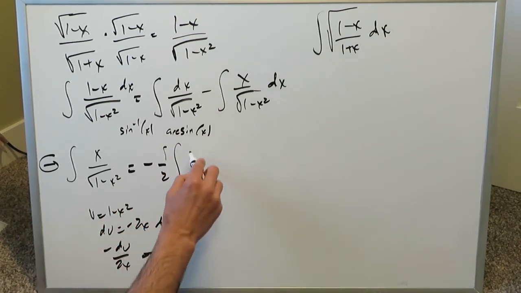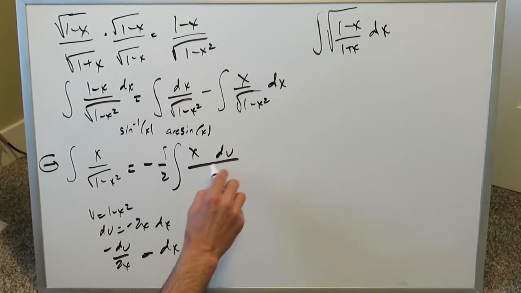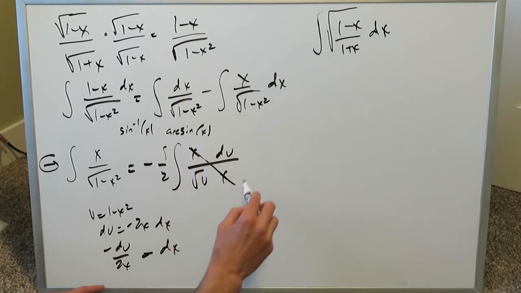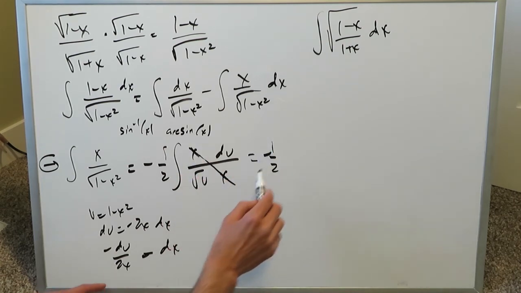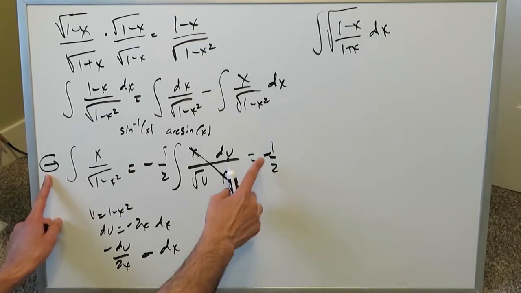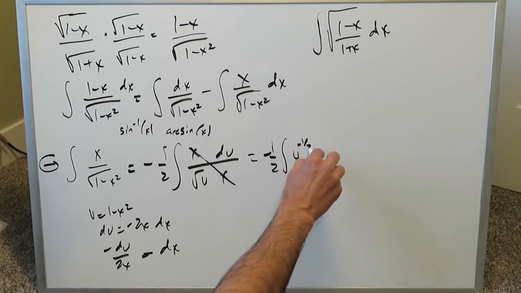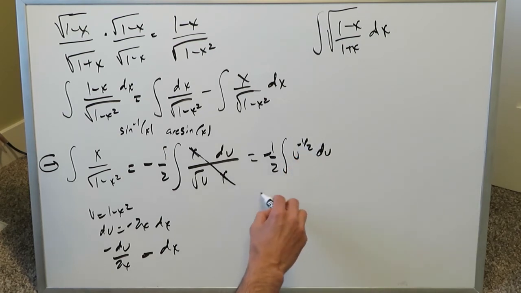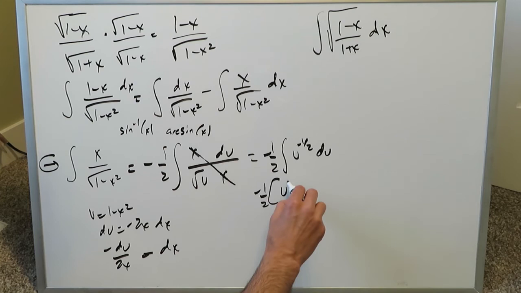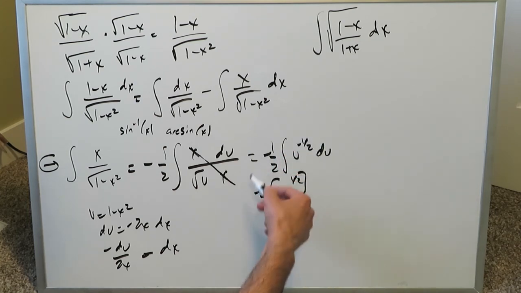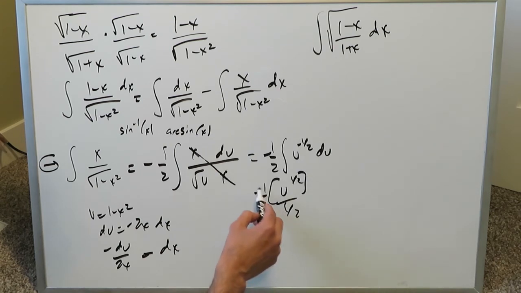I've pushed the 1 over 2 out. We have an x du over root u and x. These x's cancel out. You essentially have minus 1 over 2. I haven't forgotten about this minus. It'll interact with this minus and make it a positive, but we'll worry about that at the end. You have u to the minus 1 over 2 du. When you do the integral of that, you have minus 1 over 2 u to the 1 over 2 over 1 over 2, because it's minus 1 over 2 plus 1 divided by minus 1 over 2 plus 1. These will cancel out. 1 over 2, 2 over 1 will cancel out. You just have minus, and you'll have a root u.